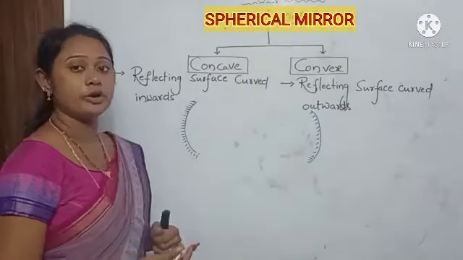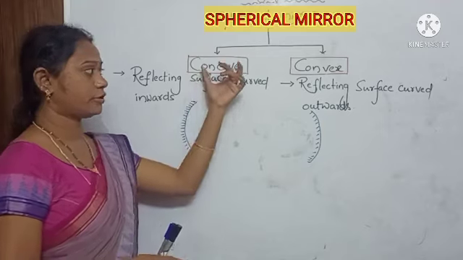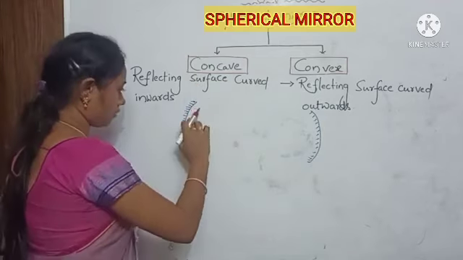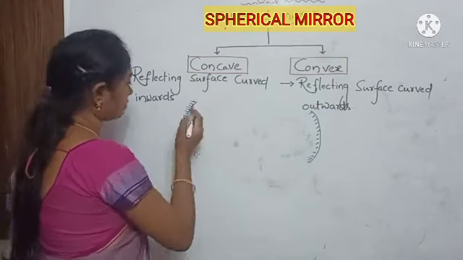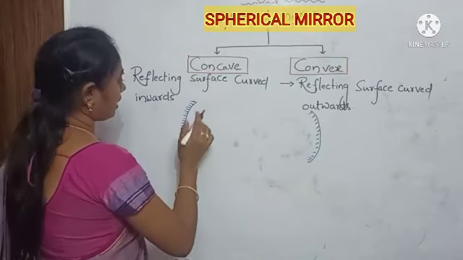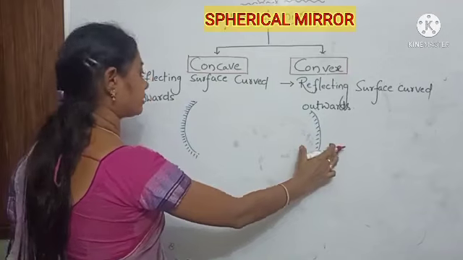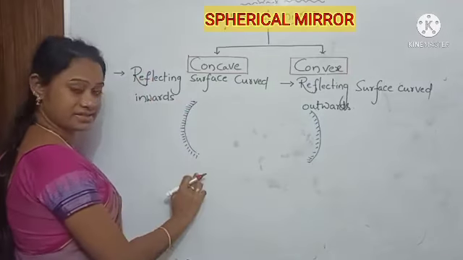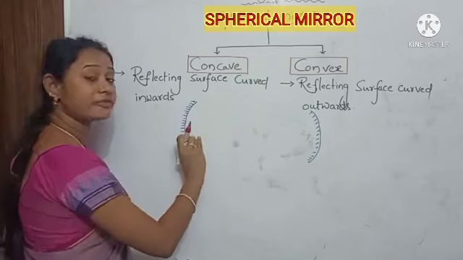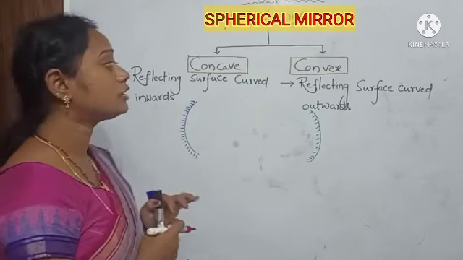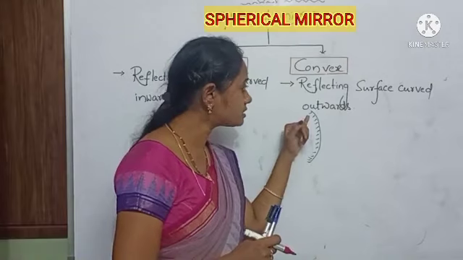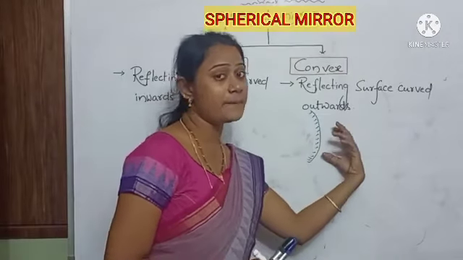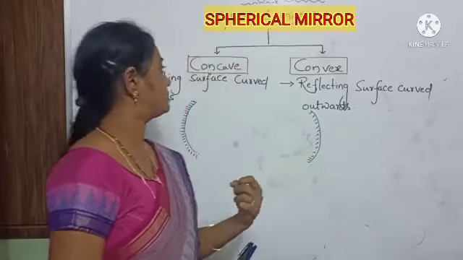Spherical mirrors are of two types: concave mirror and convex mirror. This is a concave mirror. Here it is a convex mirror. The concave mirror is coated outside, and this is the reflecting surface. In the convex mirror, it is coated inside and the outer one is the reflecting surface.